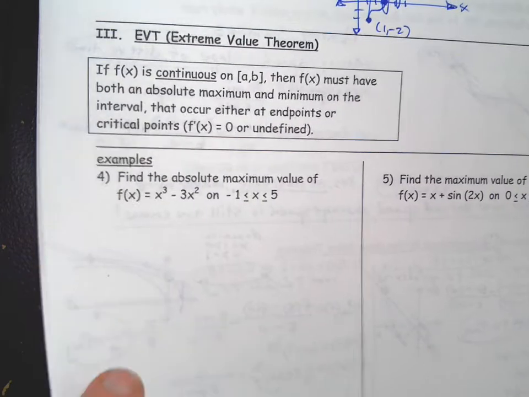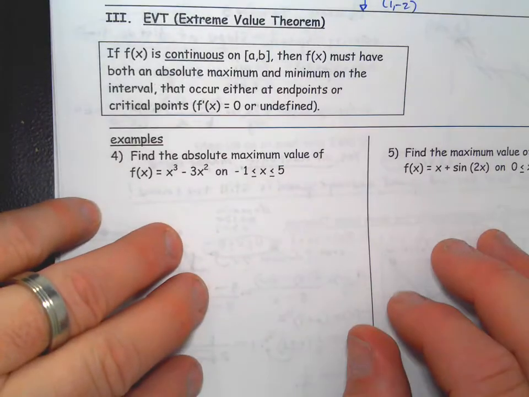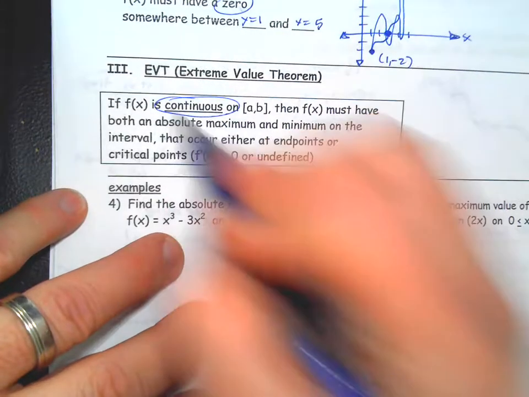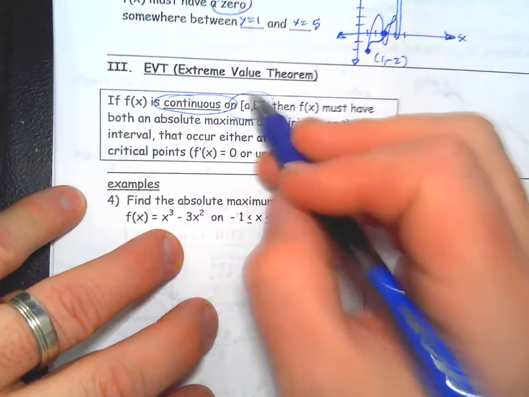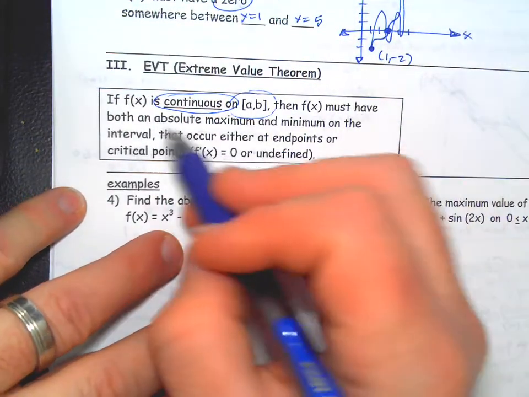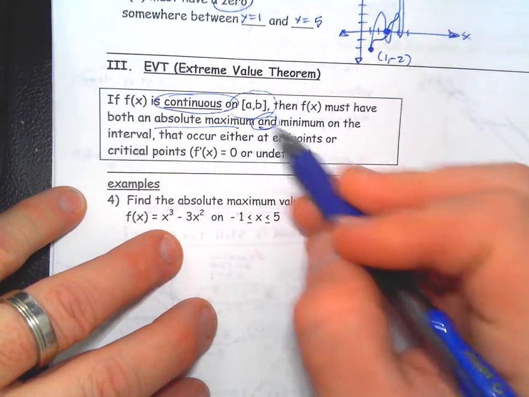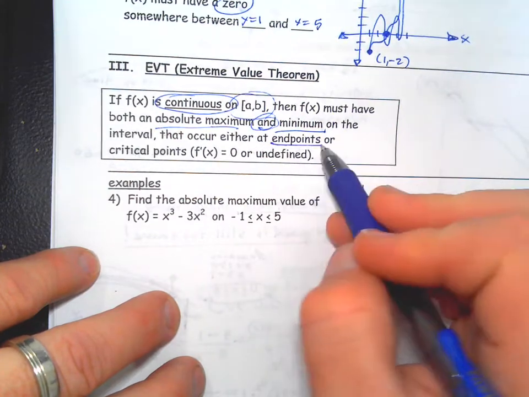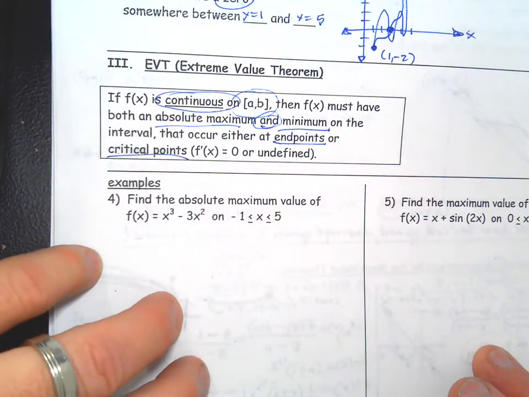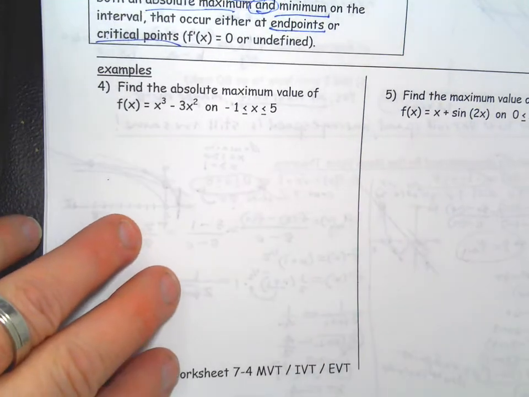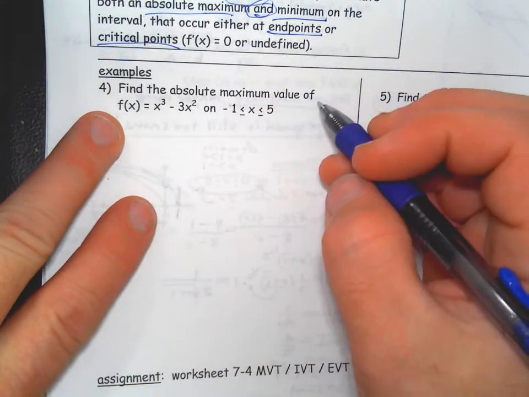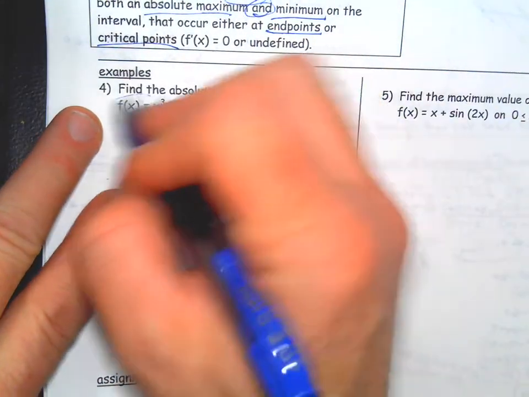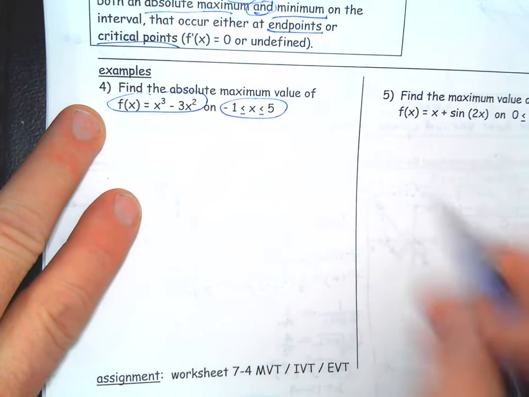Extreme value theorem. We've been using this a lot, so I'm just throwing this on here one more time. F of x has to be continuous, not differentiable, on a closed interval. It's got to have endpoints. There must be an absolute max and min, you're guaranteed, and that must happen at either the endpoints or the critical points. So we've been using this a lot. So here's a couple more examples of this. Find the absolute maximum of this function. Here's the function. Here's the endpoint.